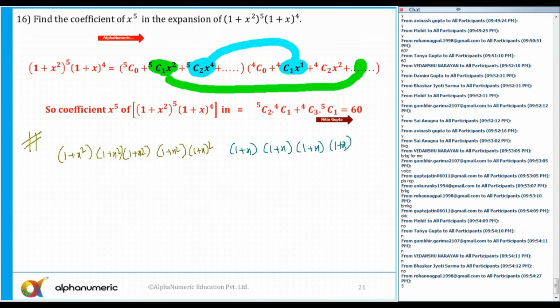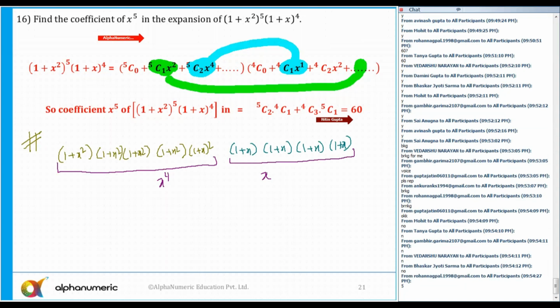Now tell me one thing, what is the maximum power from here? Can I say x raised to power 4 from here, and x from here? Then I can get x to the power 5 by multiplying, or I can get x square from here and x cubed from here. Okay?